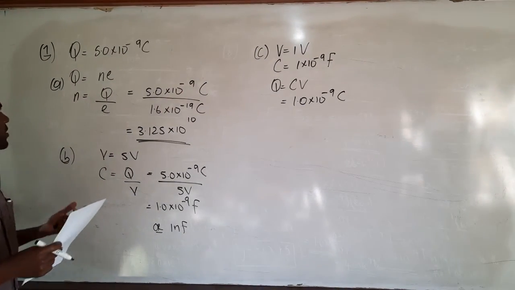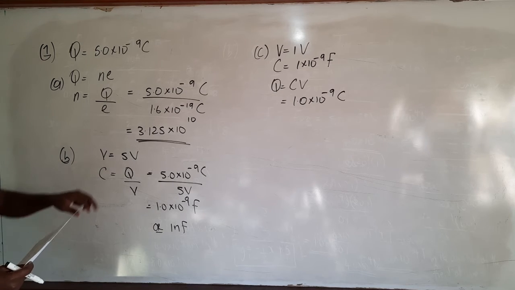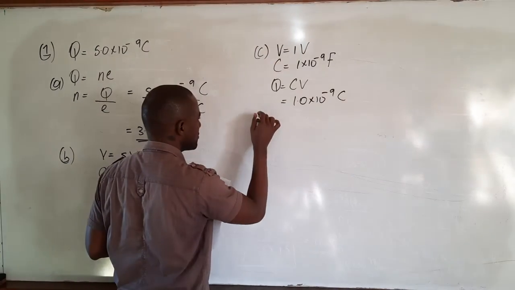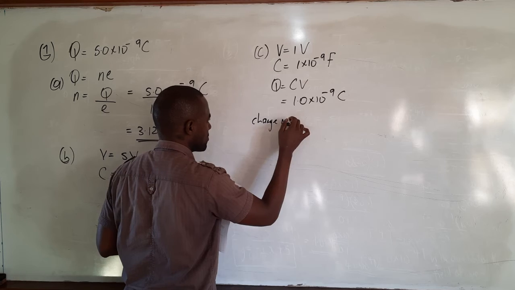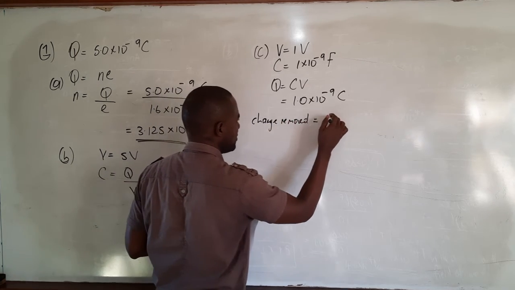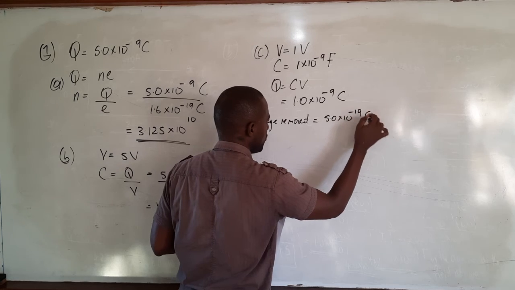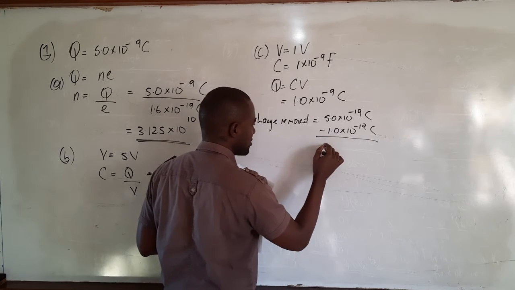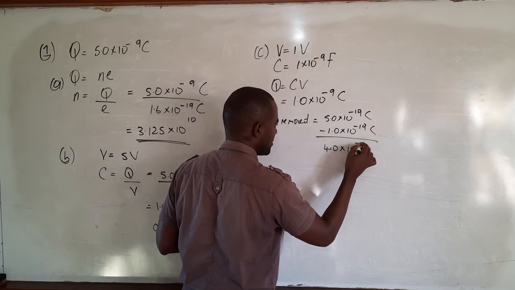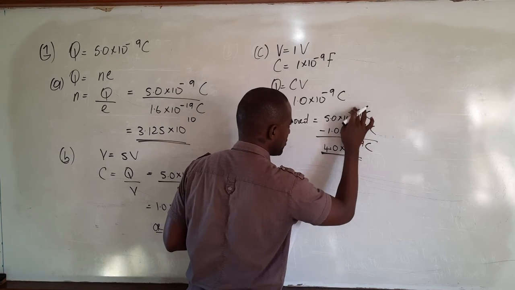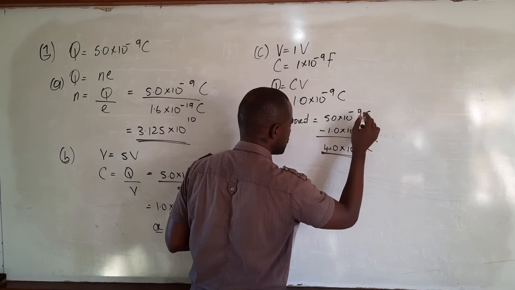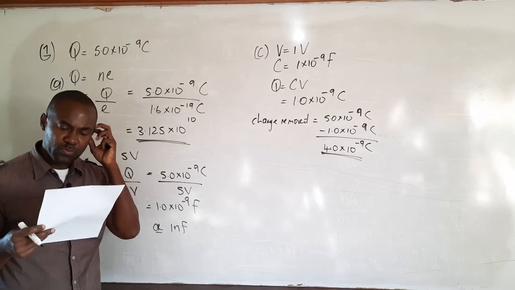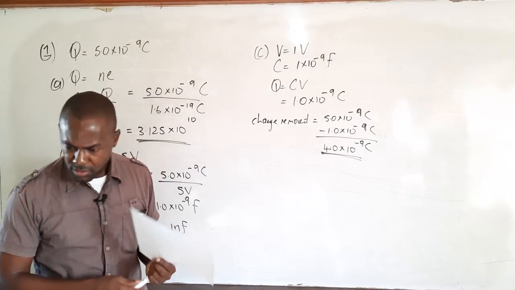But initially the PD was 5 volts and its total quantity of charge was 5.0 times 10 to the minus 9 coulombs. So therefore the charge removed is equal to 5.0 times 10 to the minus 9 coulombs minus 1.0 times 10 to the minus 9 coulombs, which gives us 4.0 times 10 to the minus 9 coulombs. So the quantity of charge removed is 4.0 times 10 to the minus 9 coulombs. All right? So that is question 1 from our worksheet.